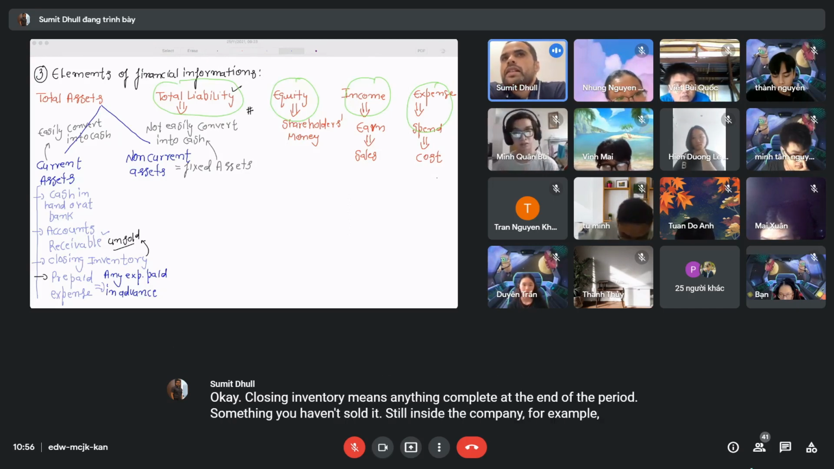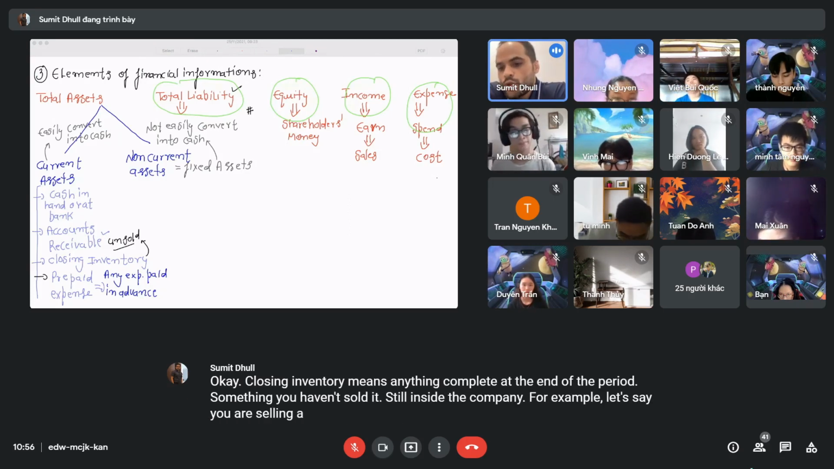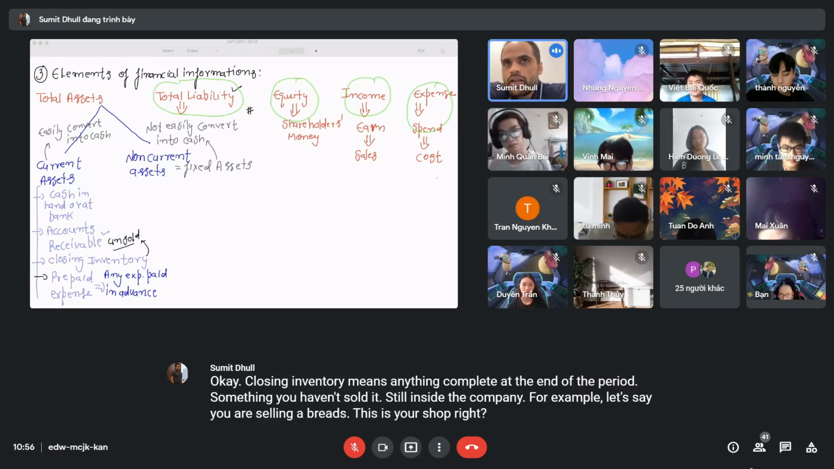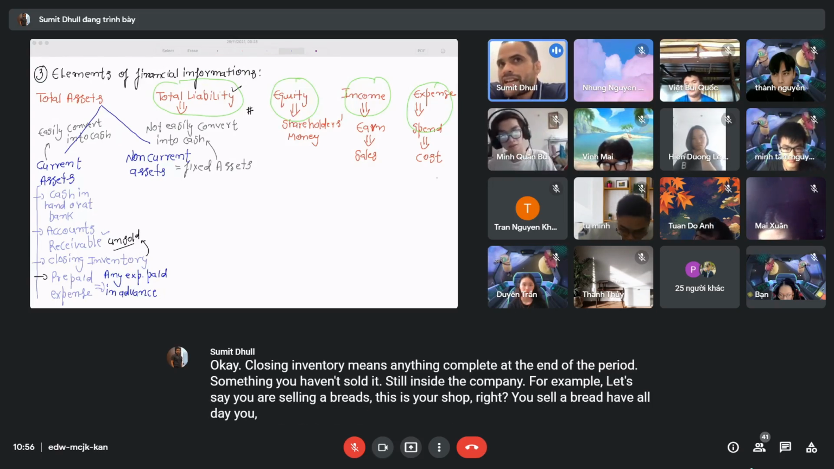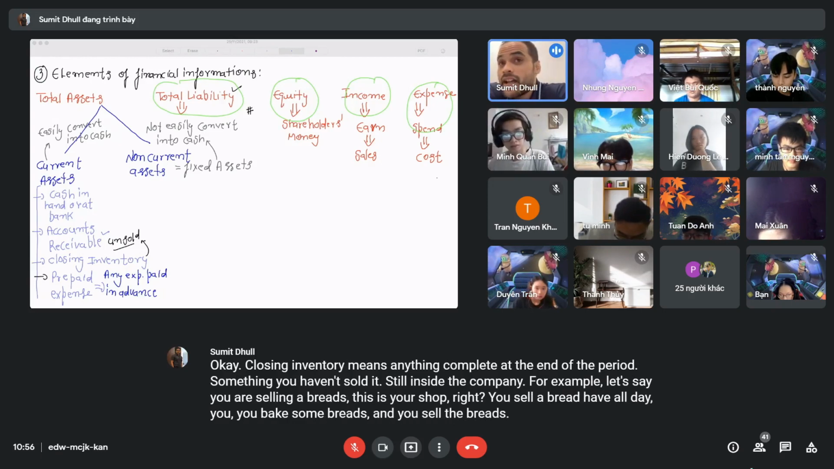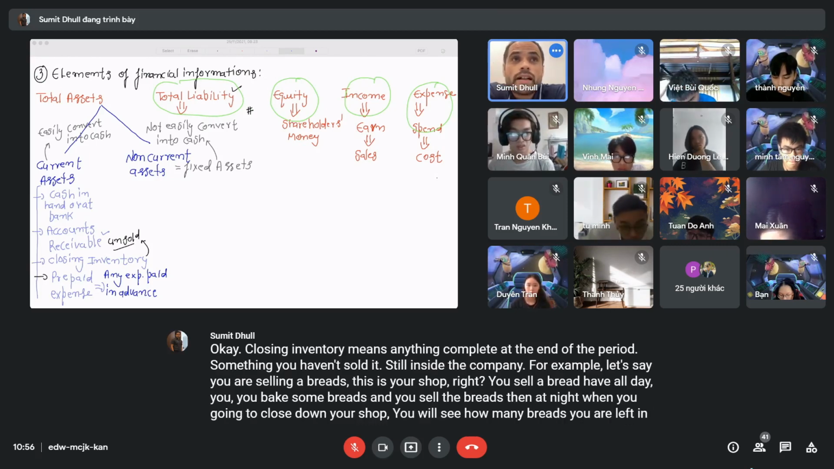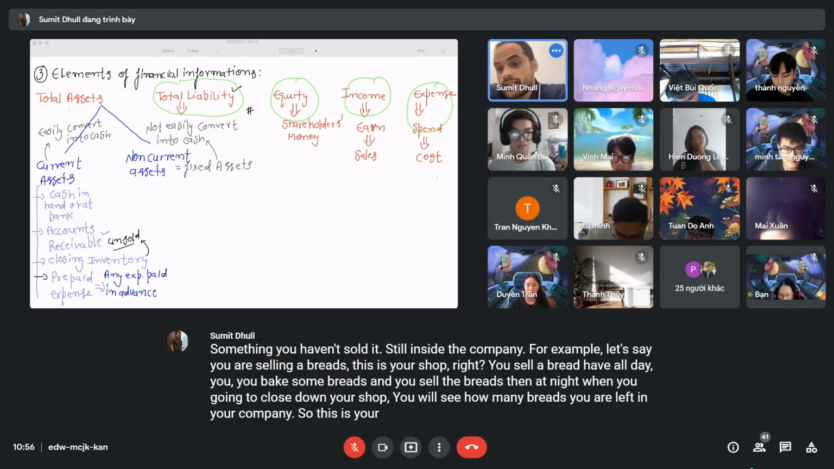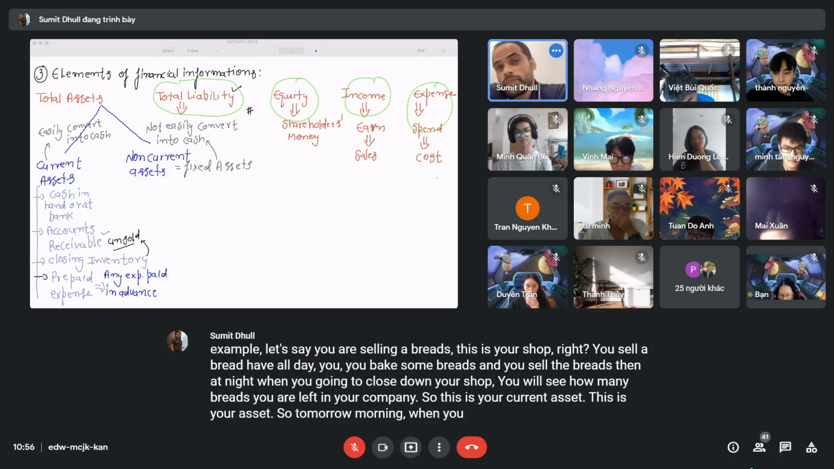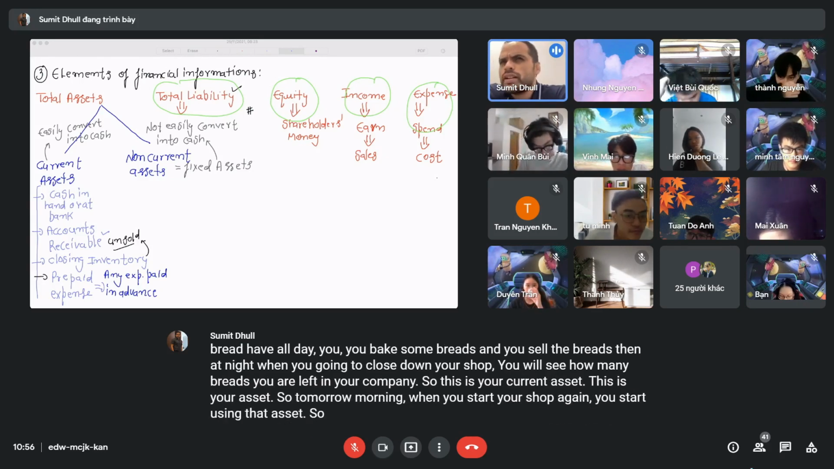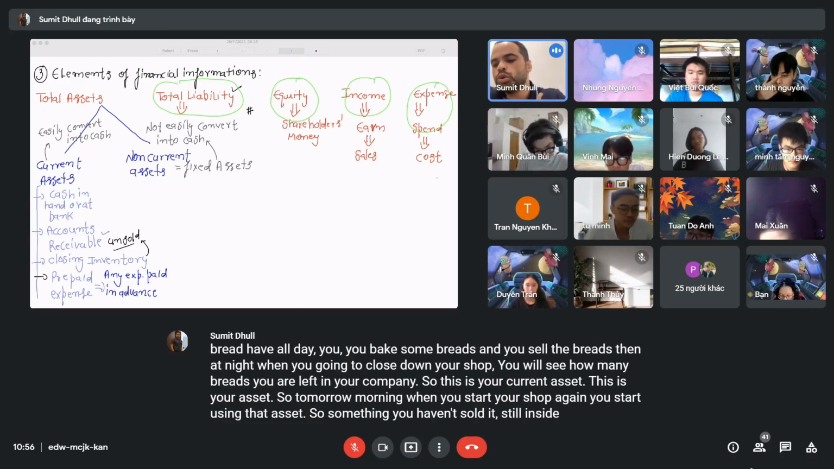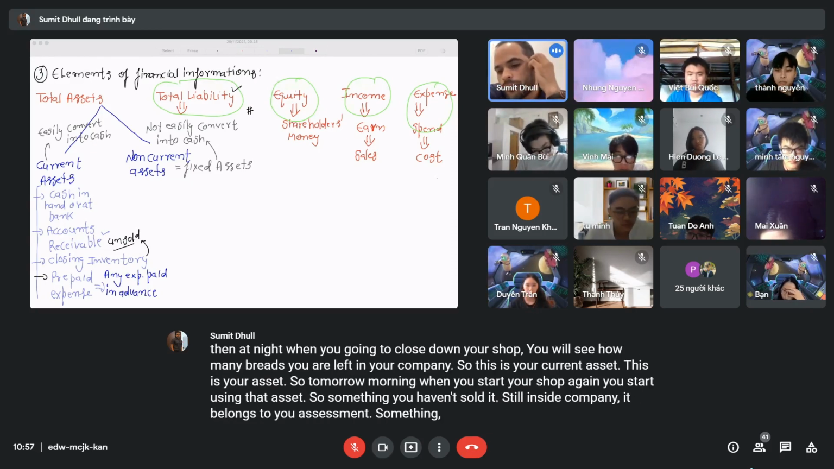For example, let's say you are selling breads. This is your shop, right? You sell bread. All day you bake some breads and you sell the breads. Then at night, when you're going to close down your shop, you will see how many breads you have left in your company. So this is your current asset. This is your asset. So tomorrow morning, when you start your shop again, you start using that asset. So something you haven't sold, still inside company, it belongs to you. Assets means something belongs to you.